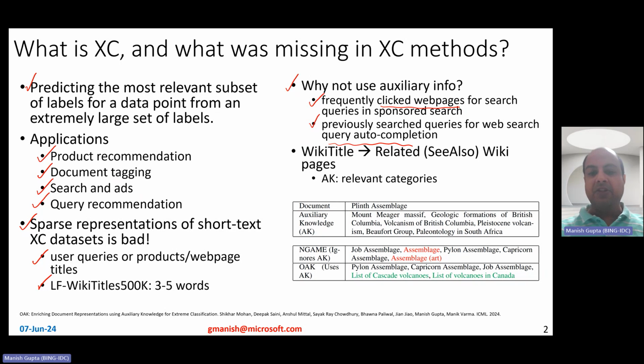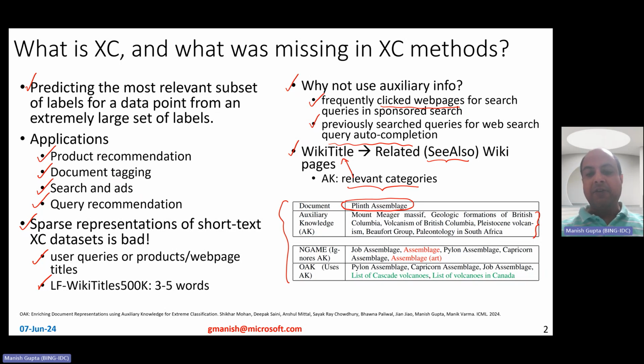In this example that is shown at the bottom, the main task is to take a Wikipedia article and find other related Wikipedia pages, also called the see also task. Here, the auxiliary information that could be used is all relevant categories associated with the Wikipedia page title. As you see, the Wikipedia page title is plinth assemblage. And here are the relevant categories associated with this particular Wikipedia page title.